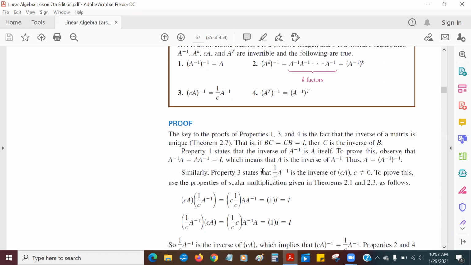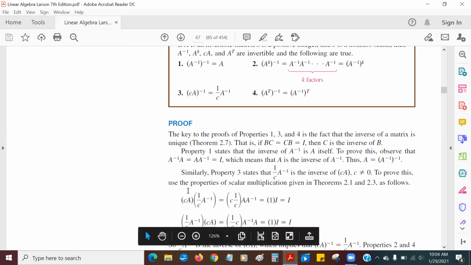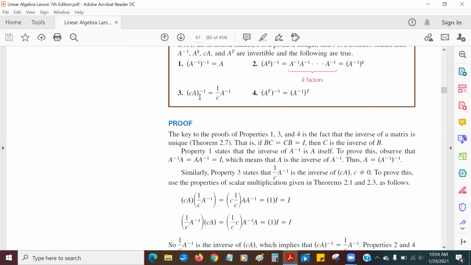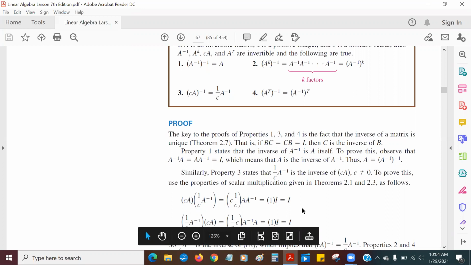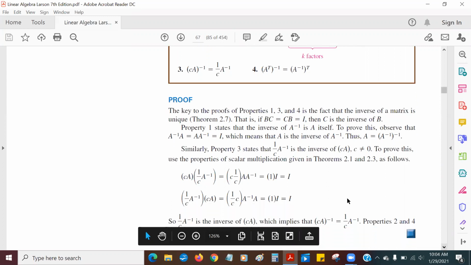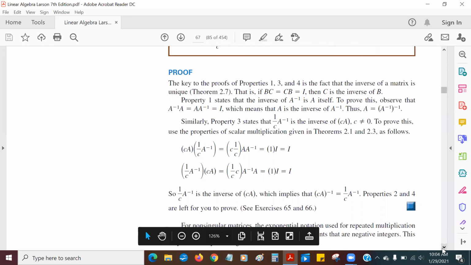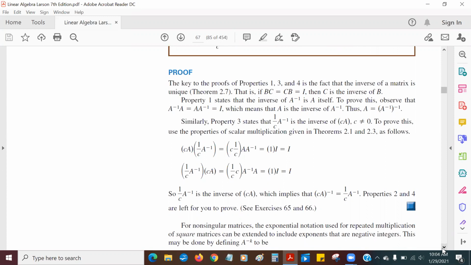Property 3. Let's prove it by just trying it. If it's an inverse, that means if I have 1/C times A inverse and I multiply by CA, we showed that one of our theorems was that you could take the constant out of the multiplication. So I get C times 1/C times A times A inverse. But C times 1/C is 1, A times A inverse is I, and POW, we just have I. And if I do it the other direction, I get the same result. So there you go. Properties 2 and 4 are left as exercises.